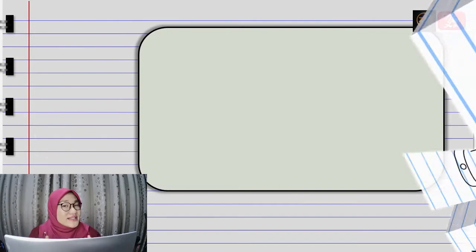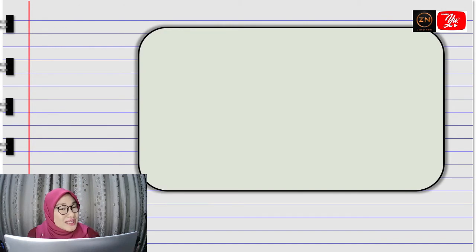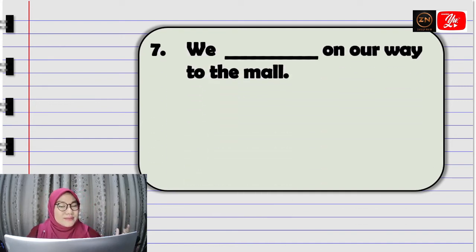Next one. This one, we are going to use the past tense verb to be. Alright, so let's look at number 7. But before that, just a quick recall. Past tense verb to be, there are two verbs to be for past tense, which are "was" and "were". Alright, remember that? So number 7, we blank on our way to the mall.